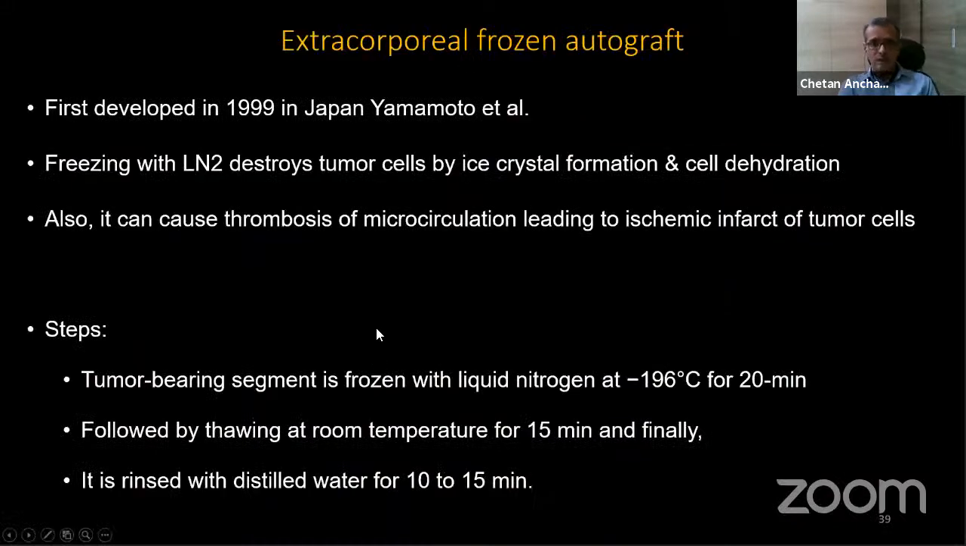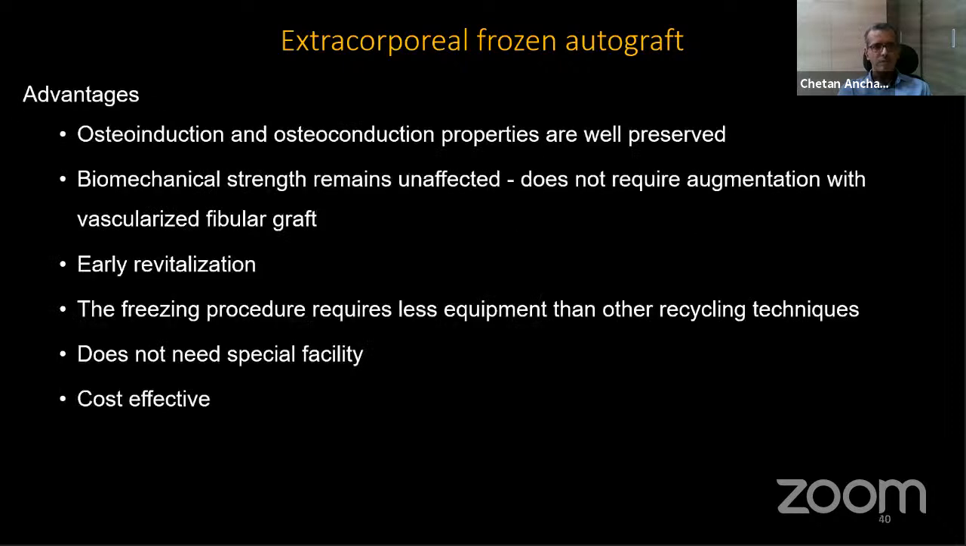Now, the trend is for extracorporeal frozen autograft. This was first developed in 1999 in Japan by Yamamoto et al. Here, freezing with liquid nitrogen destroys the tumor cells by ice crystal formation and cell dehydration. Also, it can cause thrombosis of the microcirculation, leading to ischemic infarct of the tumor cells. So what are the steps? Here, the tumor-bearing segment is frozen with liquid nitrogen at minus 196 degrees for 20 minutes. After that, it is thawed at room temperature for 15 minutes. And finally, it is rinsed with distilled water for 10 to 15 minutes.